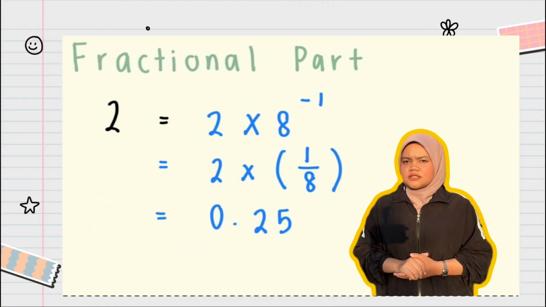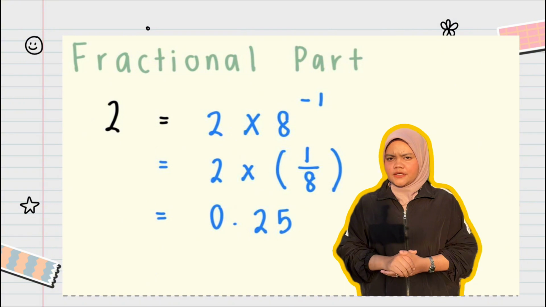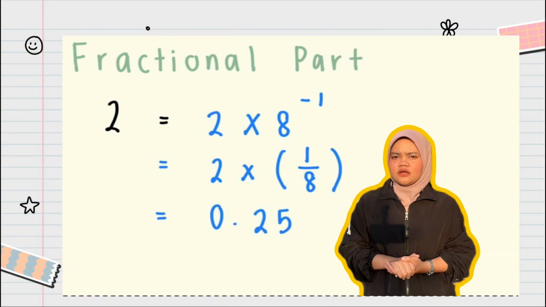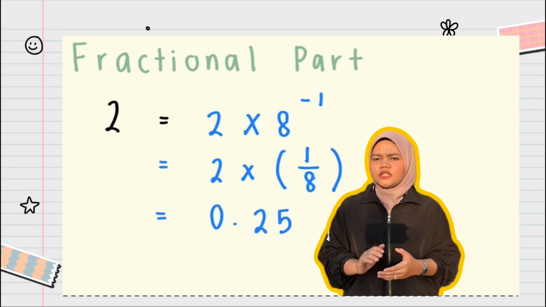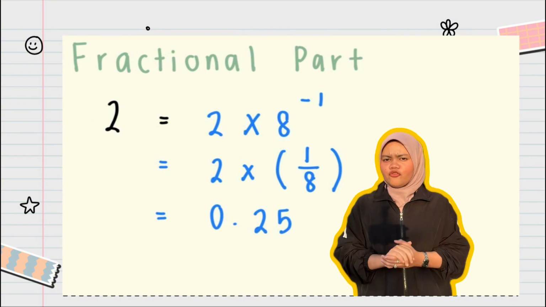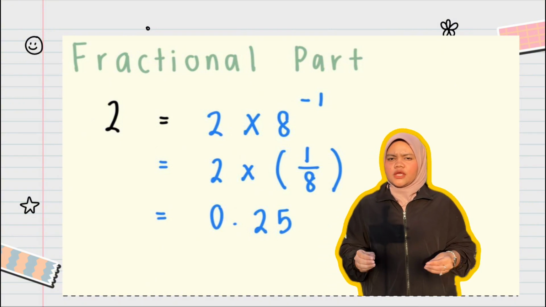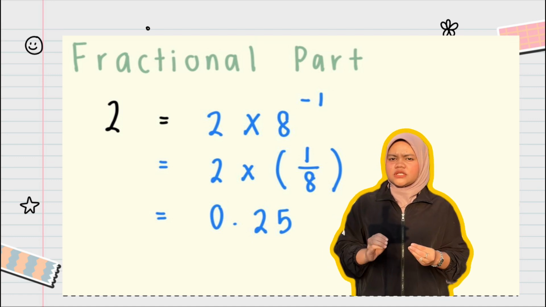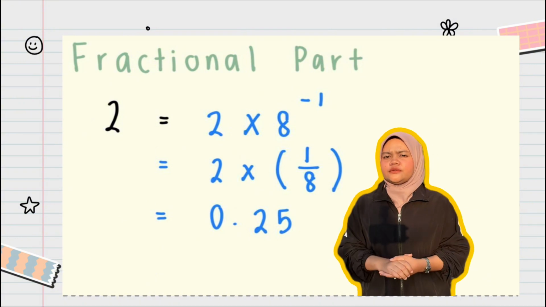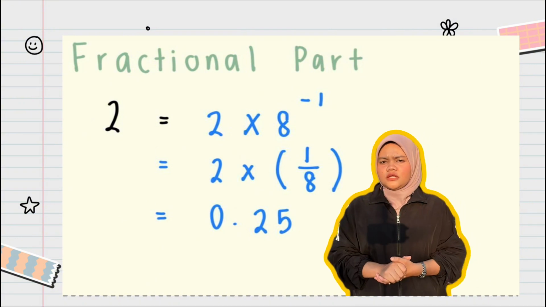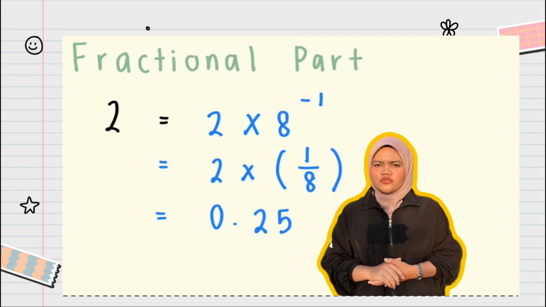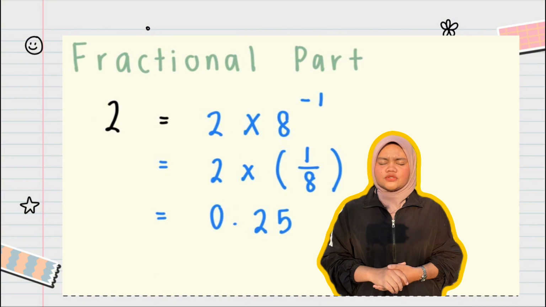Okay, next I convert the fraction part, which is 0.2 base 8. For the fraction digit, I multiply it by a negative power of 8. So we take 2 times 8 to the power negative 1, so 2 times 1 divided by 8 equals 0.25. So the decimal value of the fraction part is 0.25.